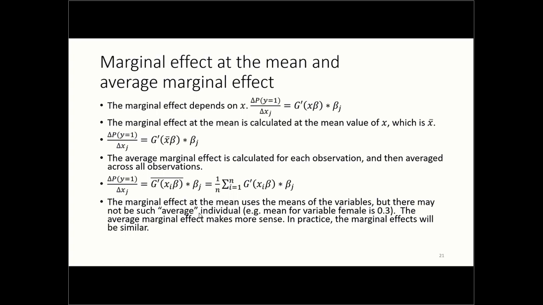One of the problems is that there may not be such an average individual. For example, if we have a certain average age or average education, maybe there's no one with such education or such age in the sample. Or if we have a variable that is female, it's equal to 1 for female, 0 for male, but the mean for such a variable would be 0.3. So basically we would have a person who is 30% female, which does not make any sense. That's the problem with calculating marginal effects at the mean, because there may not be such a person for which these mean values make sense.